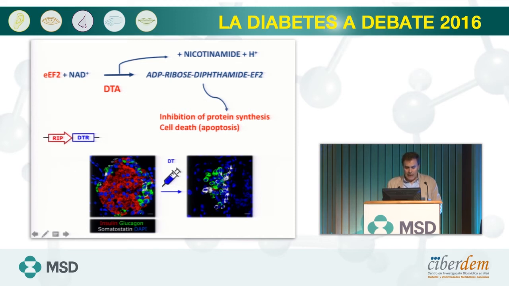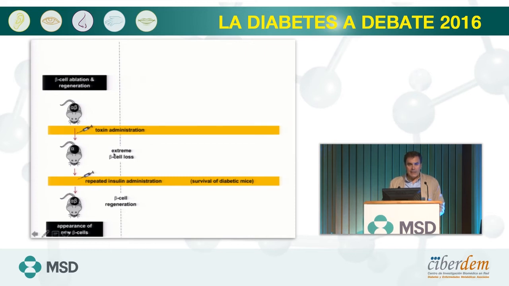This is one islet of such transgenic mice in which you can see plenty of insulin-producing beta cells in red. And after treatment with this toxin, you see an islet in which you can barely see only glucagon and somatostatin-producing cells. So the system is very efficient. And by doing this, what we observe is that if we keep the mice alive with insulin therapy, with exogenous insulin, with time we see the appearance of new insulin-producing cells.